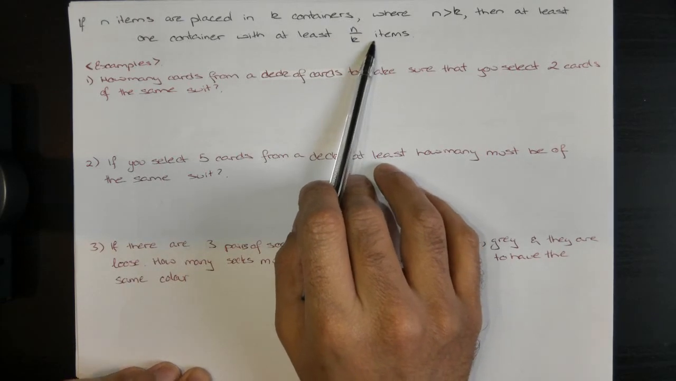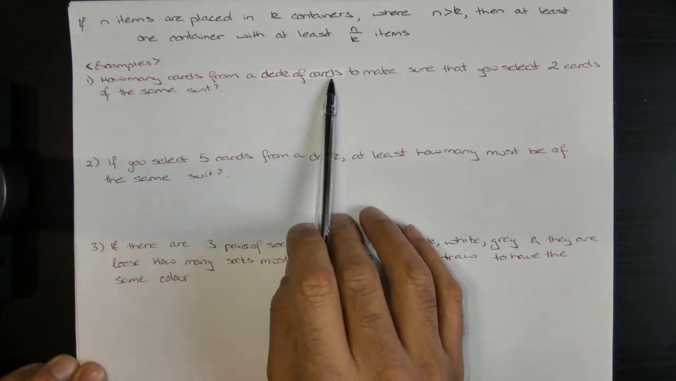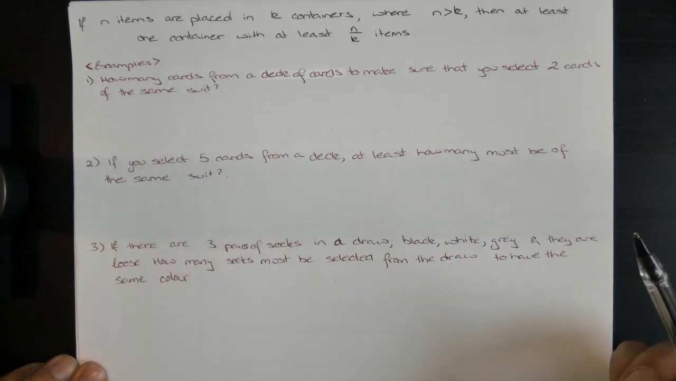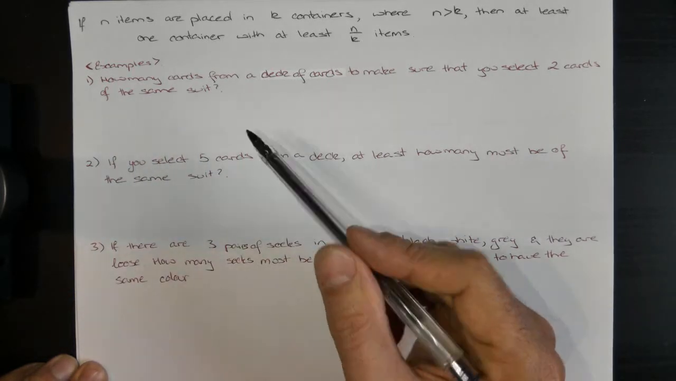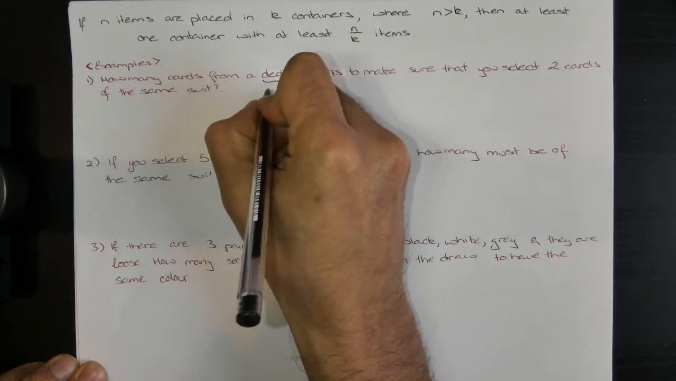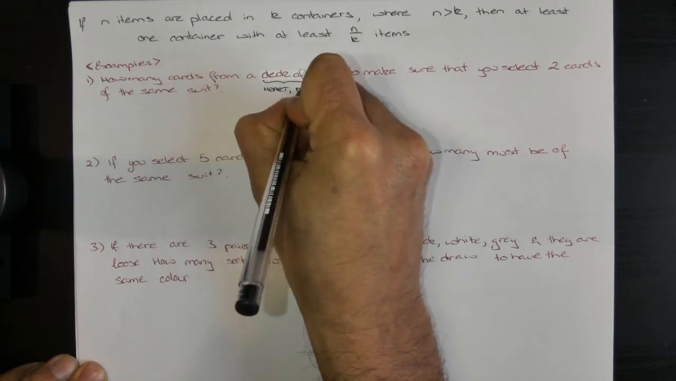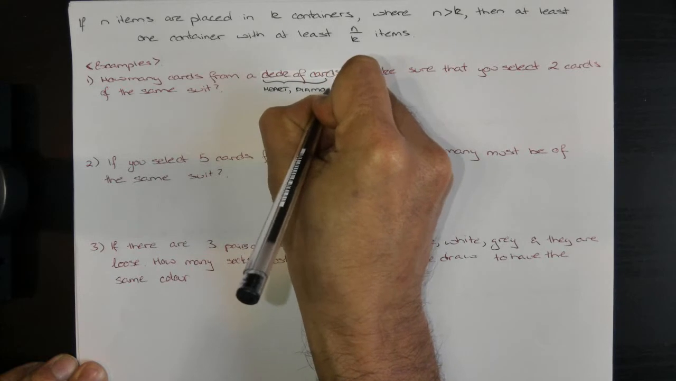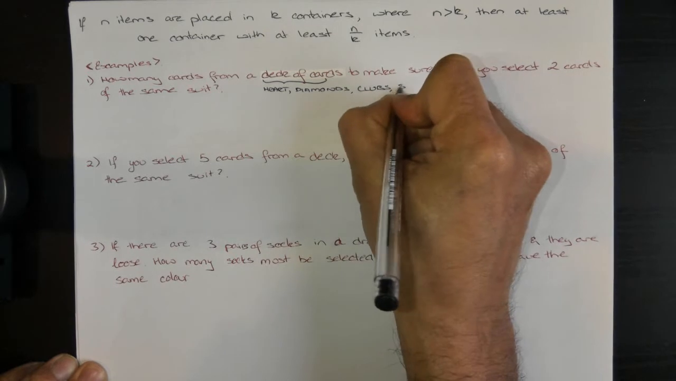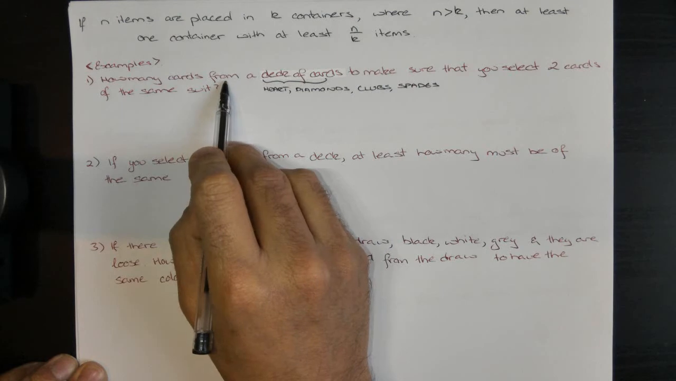Let's do some examples. Example 1: how many cards from a standard deck of cards must you select to make sure that you select 2 cards of the same suit? Well, in this situation, there are 4 suits. There's the hearts, diamonds, clubs and spades in a deck of cards. So how many cards do I need to select?